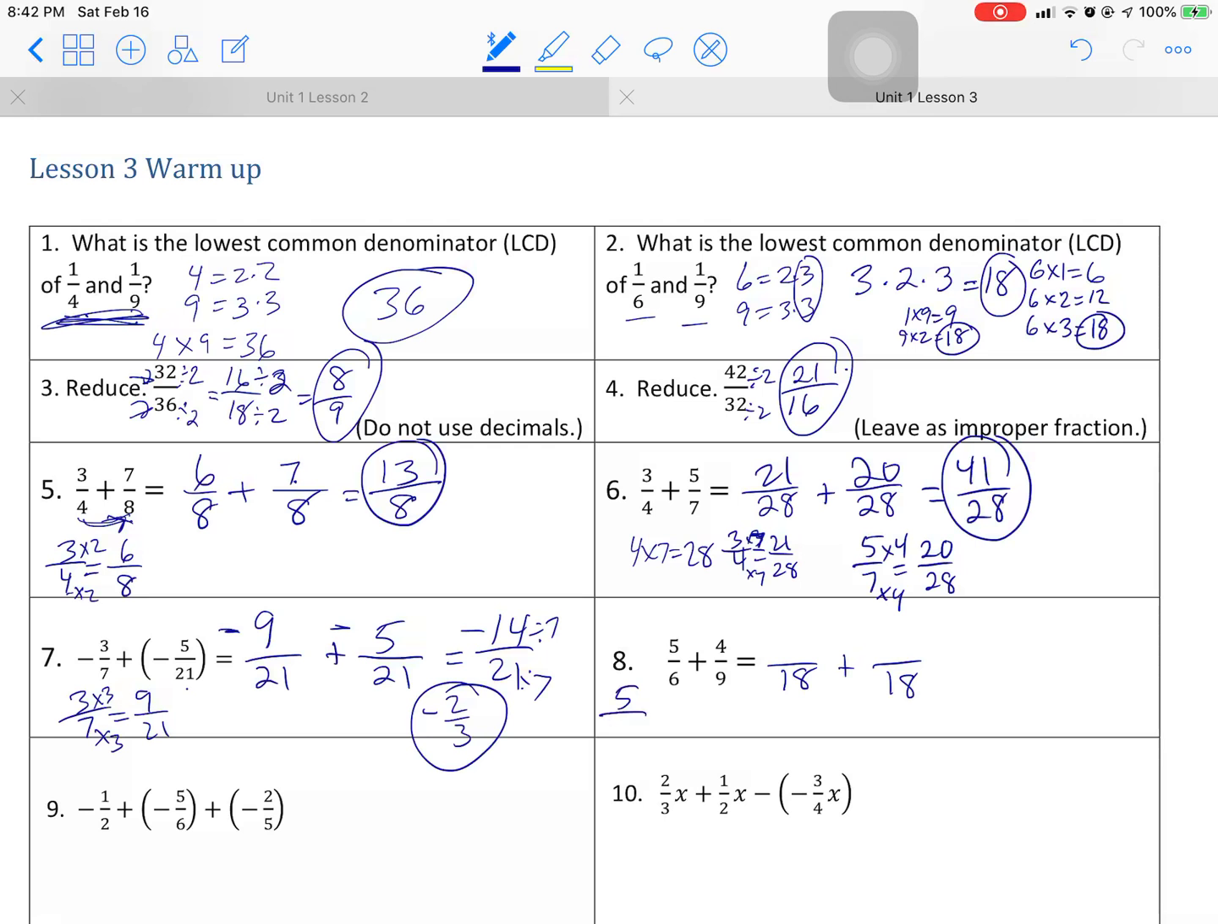So 5 over 6 turns into what over 18? Let's see. 18 divided by 6 is 3, so that's a 3, so that's a 15. 4 over 9 equals what over 18? 18 divided by 9 is 2, so that's an 8. This is 23 over 18. Not reducible. 23 is prime.